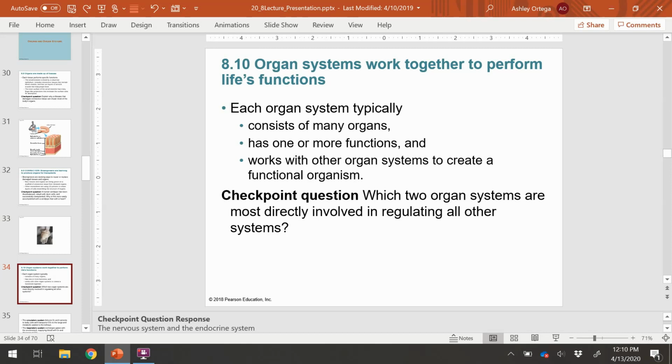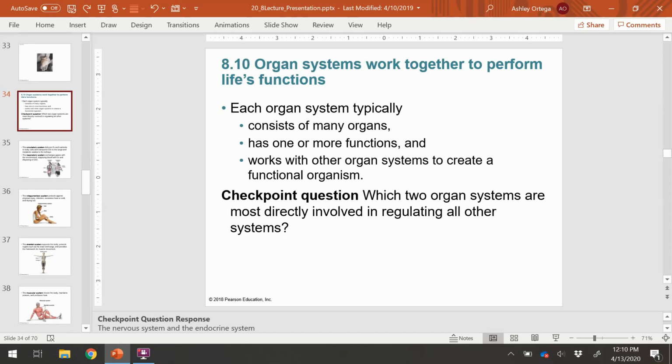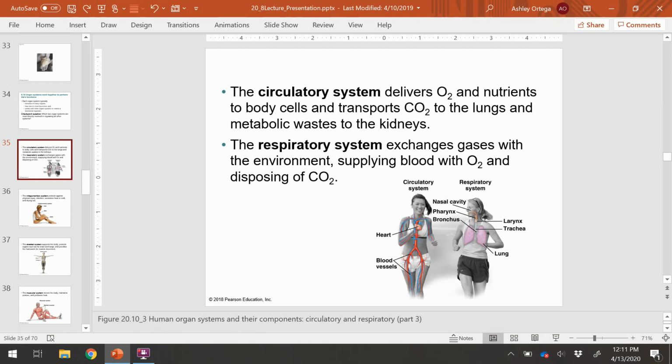Let's see. And so which two organ systems are most directly involved in regulating all other systems? The nervous system and the endocrine system. So the nervous system consists of those neurons that will send and receive those nerve signals. And so they're responsible for a lot of regulation in terms of sending and directing signals, along with the endocrine system with hormones will also do the same thing. Just a lot slower.